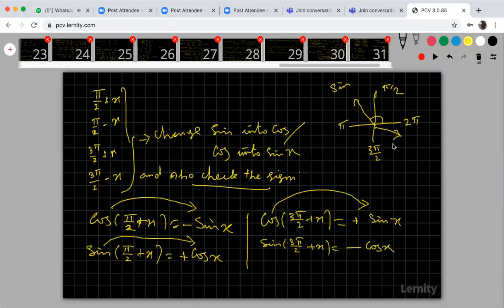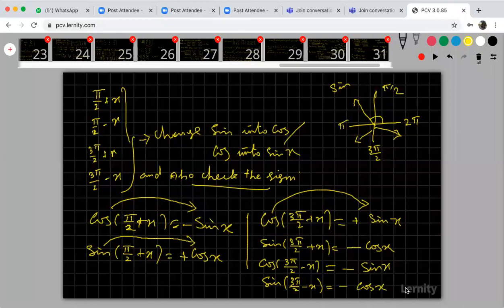Okay, right. What about your cos of 3 pi by 2 minus x? 3 pi by 2 minus x means change cos to sine. And this belongs to third quadrant. 3 pi by 2 plus x means fourth quadrant, 3 pi by 2 minus x means third quadrant. In third quadrant, what about the cos value? Your value of cos of third quadrant angle is minus, because tan only is plus in third quadrant. Suppose I am taking sine of 3 pi by 2 minus x. Okay, this is also minus cos x.